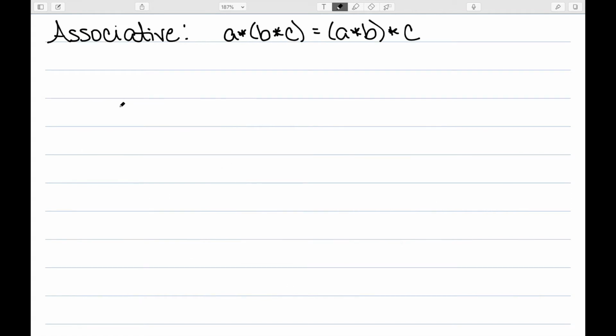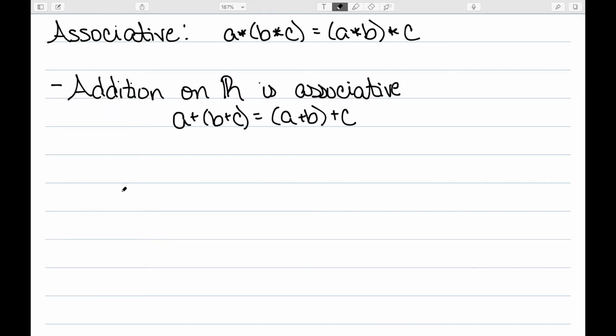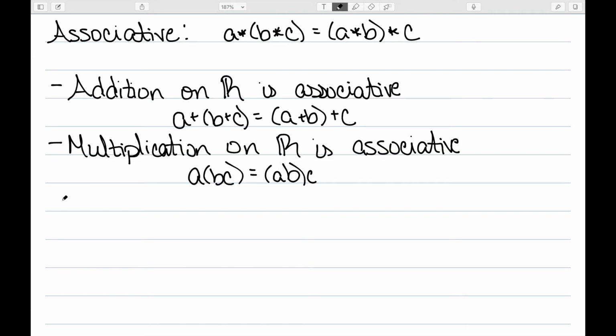The next property I want to consider is associativity, that I can change the order of parentheses. We know that addition on R is associative. A plus B plus C is equal to A plus B plus C. We can move the parentheses around in addition. In addition, we know that multiplication on the real numbers is associative. A times BC is equal to AB times C.